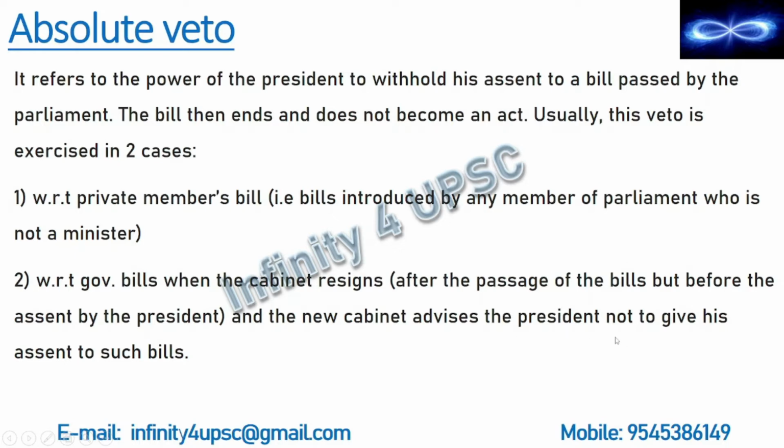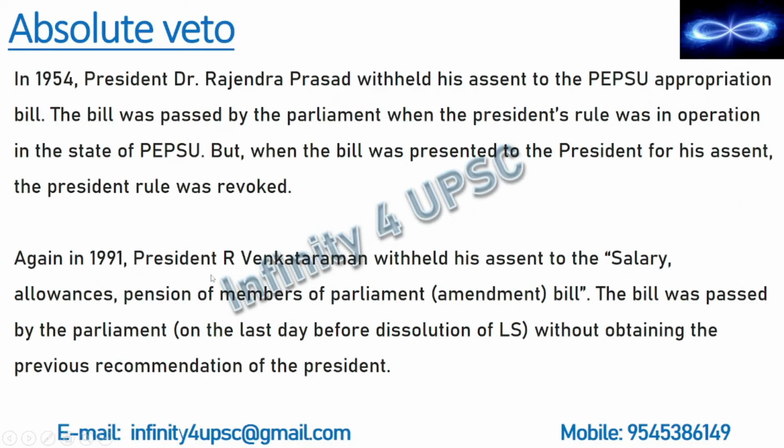And why does this happen? Because the procedure right from the proposal of a bill to its passage is a long procedure. It is introduced, it is debated, it is passed in one house, moved to the second house, then given to the president for his assent. It takes a long time, and meanwhile the situation can change drastically. Like here, the government itself has changed, and we see the same thing here as well. The president's rule was in existence earlier, but now it has been revoked, and that is the reason he decided that he will not give his assent, since the scenario has changed entirely.